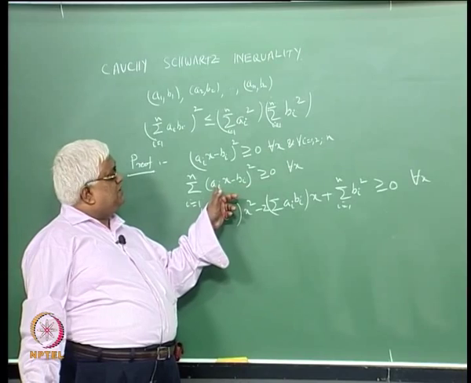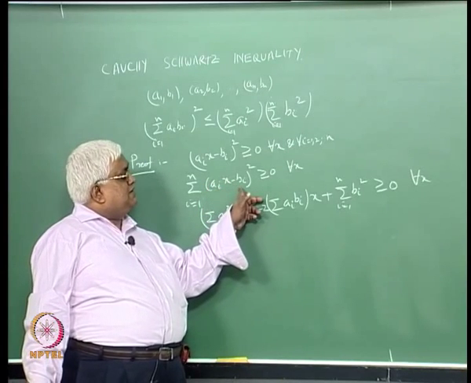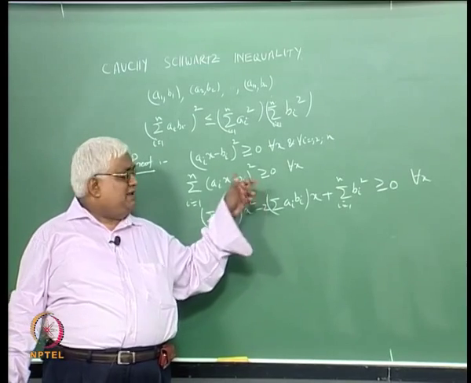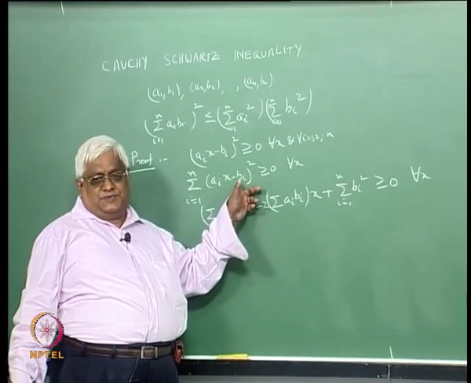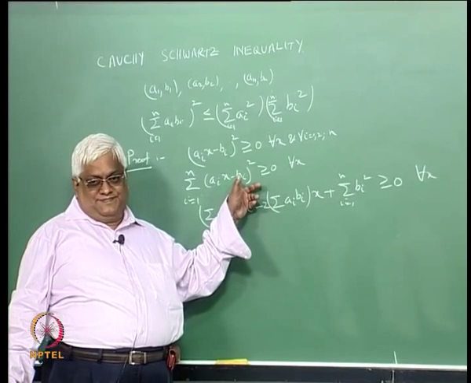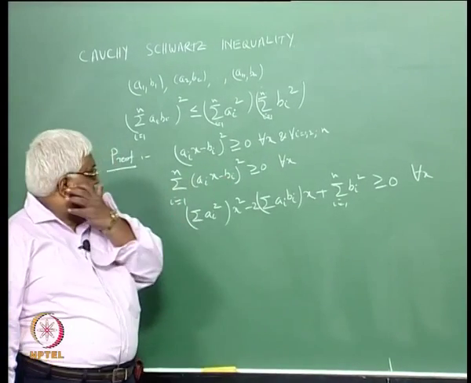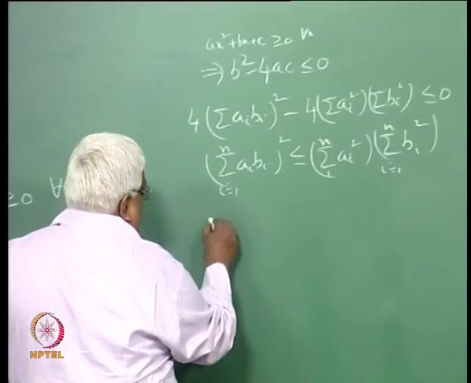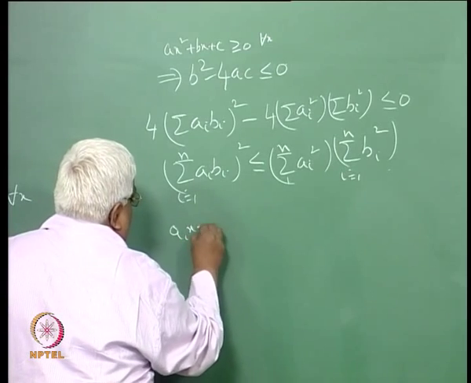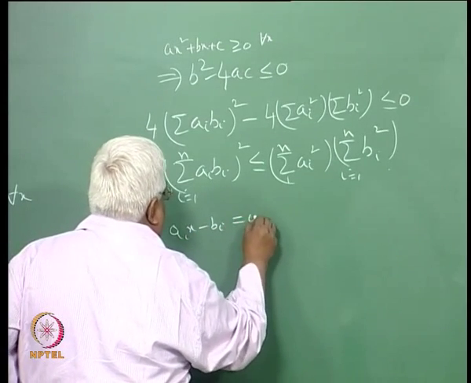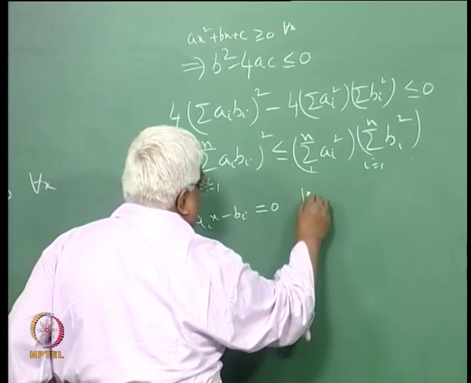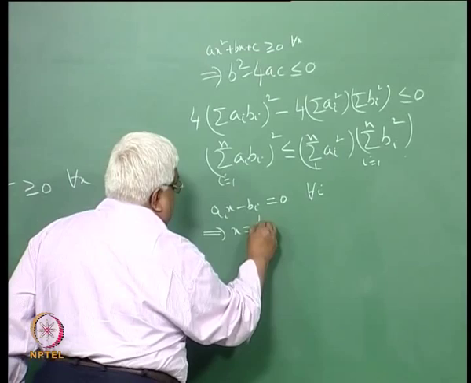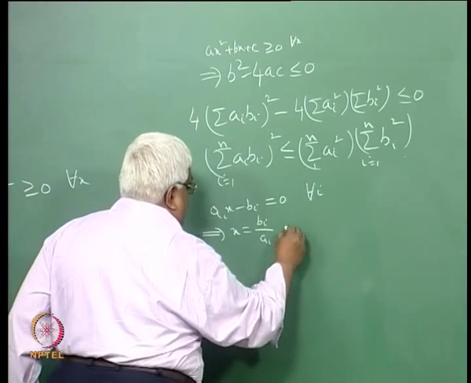All these are equal to 0 means a_i x minus b_i should be equal to 0 for all x, I mean for all i. That means a_i x minus b_i is equal to 0 for all i. That means x is equal to b_i by a_i for all i.